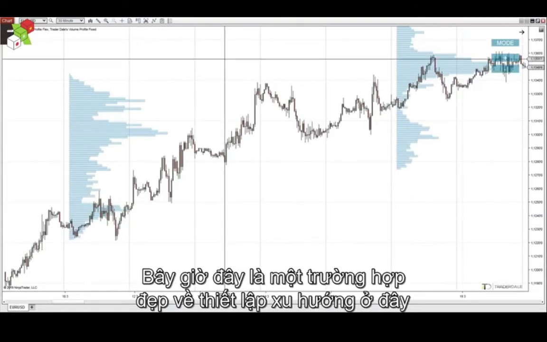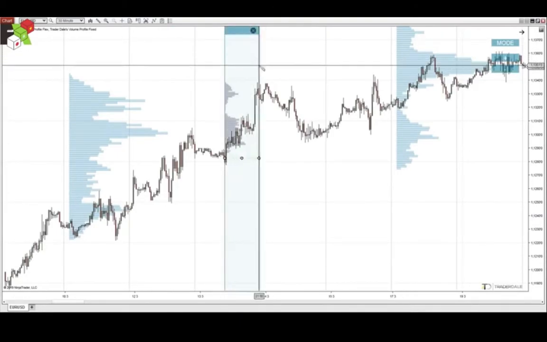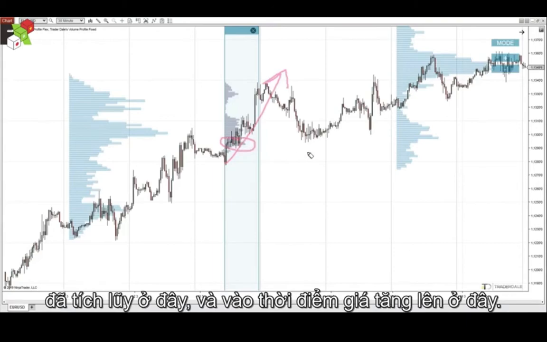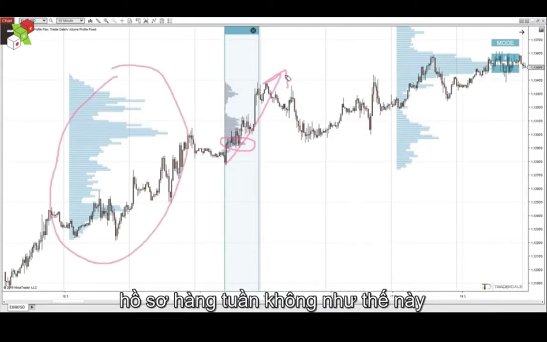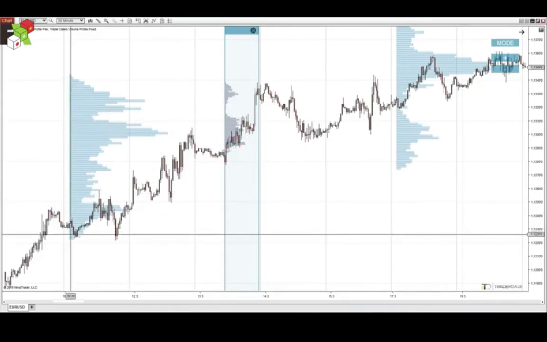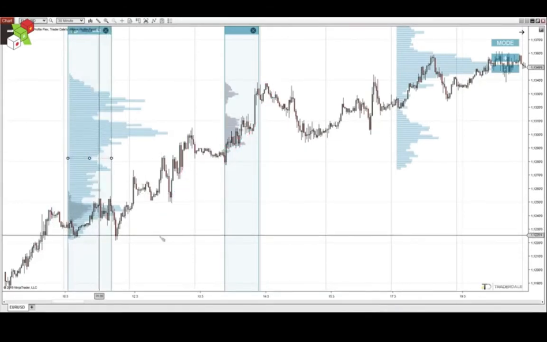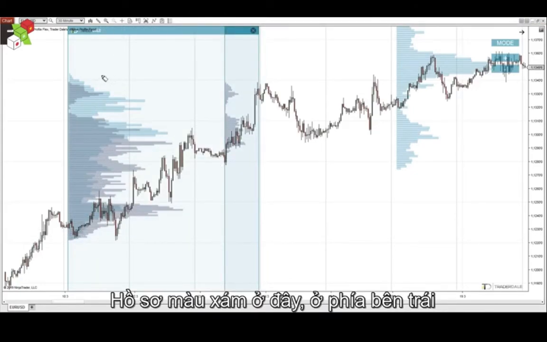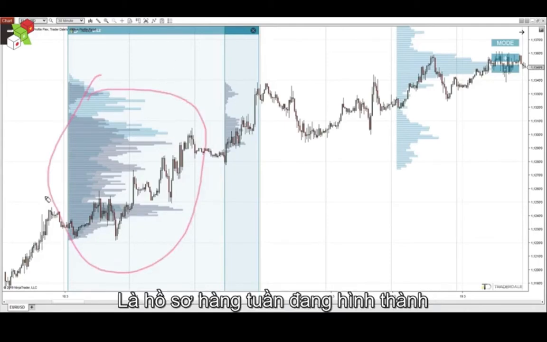Now here is a nice case of the trend setup in here. The heaviest volumes formed in this buying activity got accumulated in here. And by that time, the price was going upwards in here. The weekly profile didn't look like this, but let me show you how it looked, alright? Let's start from Monday, and let's end in here. The gray profile in here on the left side is the forming weekly profile.